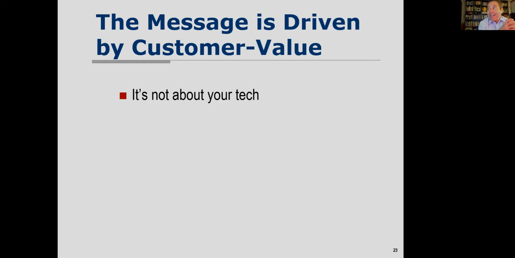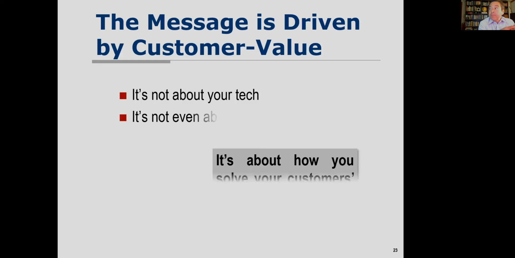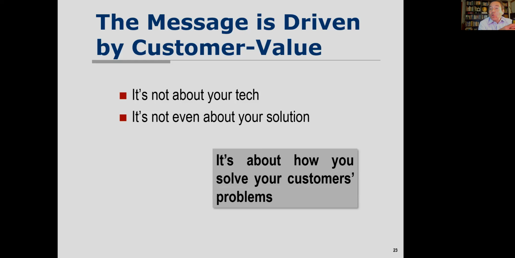Number one, it's not about your technology. In other words, you might have a great technology, you might have a great product, but what does it mean to be great? That greatness comes from what value it gives to the customers. So it's not even about your solution, it is about how you solve your customer's problem. So every time you're thinking about marketing, you're thinking about that customer value and what their problems are, not what your problems are.